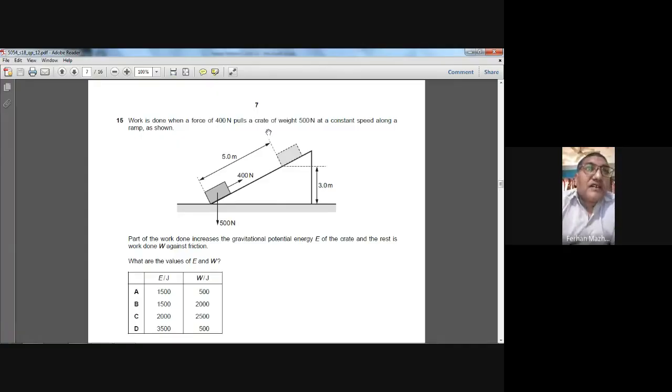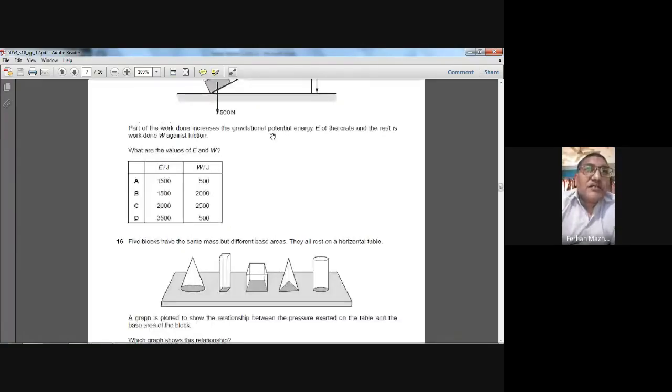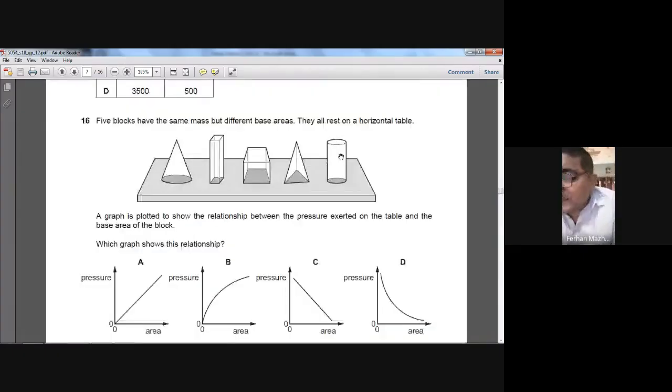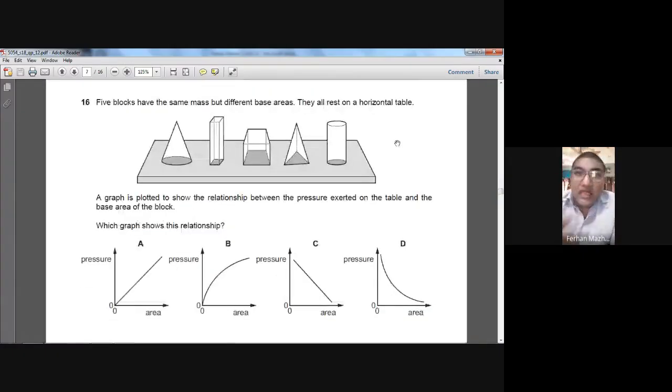Okay, so we are moving to the next question. The next question on your screen is question number 16, and the 16th question is simple. Five blocks have the same mass but different base area. They all rest on a horizontal table. A graph is plotted to show the relationship between the pressure exerted on the table and the base area of the block.